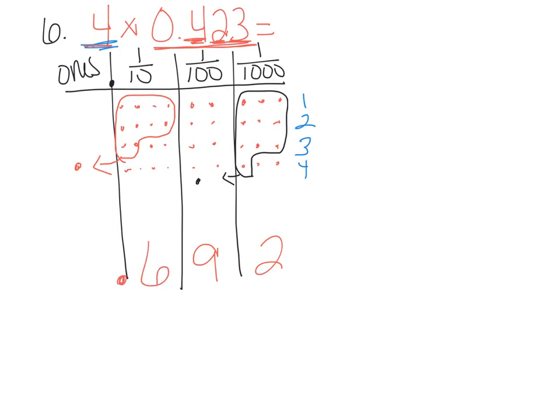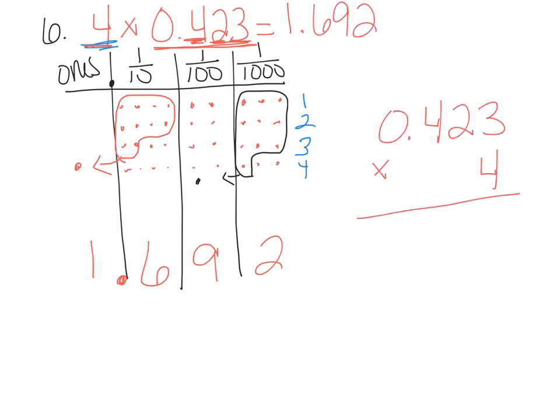Can't forget my beloved decimal. And I have 1 one. And it's all because I had too many tenths. So 4 times 423 thousandths is 1 and 692 thousandths. Now we're going to solve using the standard algorithm.